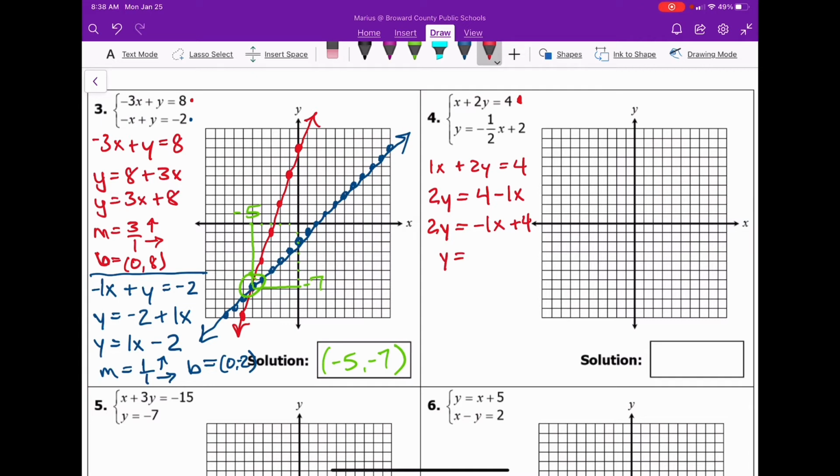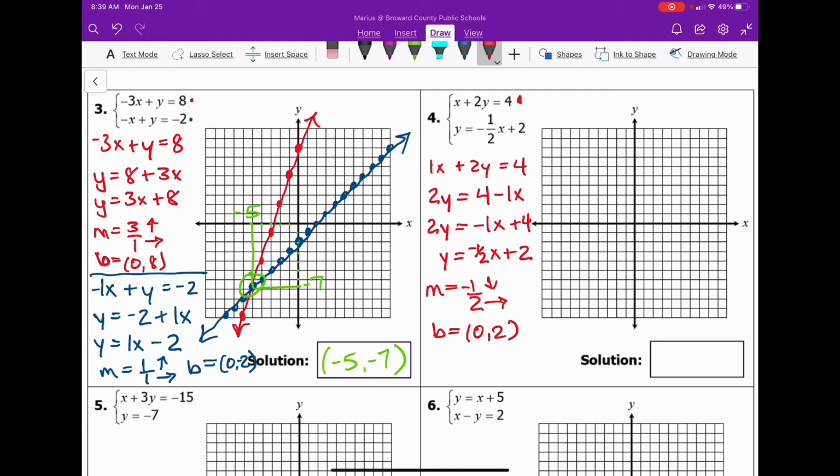So when we do that, the x term becomes -1/2 x, and the 4 becomes positive 2, because 4 divided by 2 is 2, 1 divided by 2 is 1/2, and it was already negative. Now we can identify our slope. M equals -1/2. That means go down 1, right 2, and the y-intercept is (0, 2).